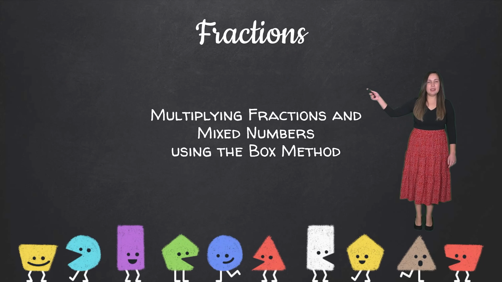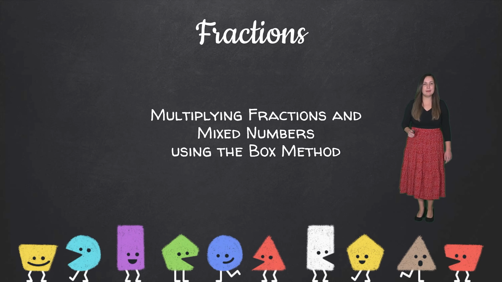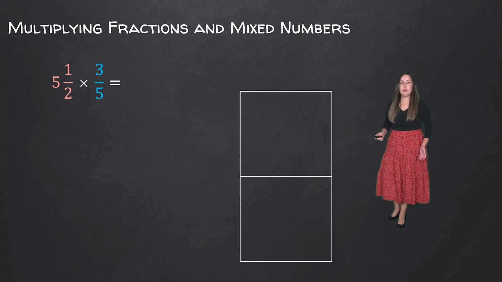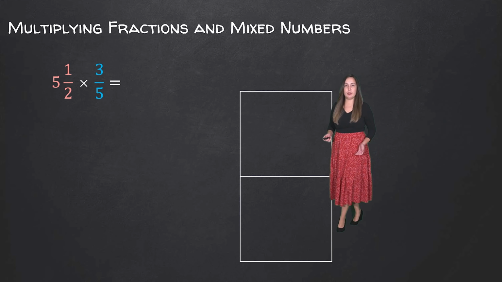Mathematicians, today we're going to be learning about fractions, more specifically about multiplying fractions and mixed numbers using the box method. To get us started, we have 5 and 1/2 times 3 over 5.